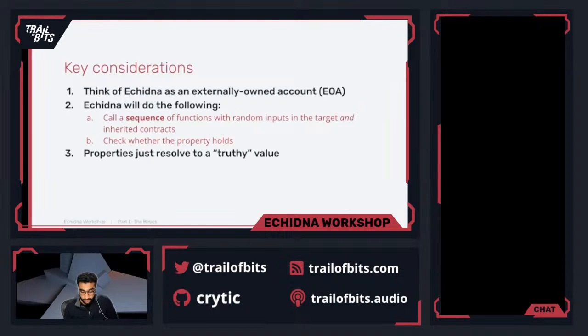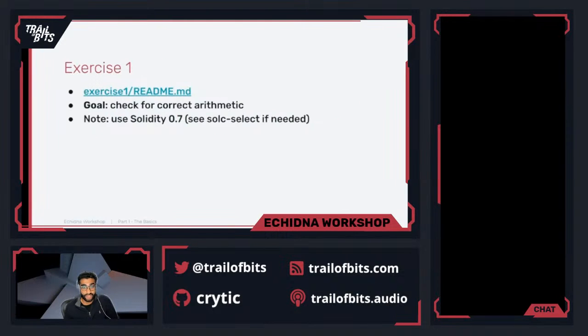Okay, so I'm going to move over to my VS Code in a sec, and we're going to look at exercise 1 together. The goal for exercise 1 is to check for correct arithmetic. We're going to be using Solidity 0.7, which will provide you a hint as to what we're going to be looking for. But let's go ahead and check out the README and see what we need to do.